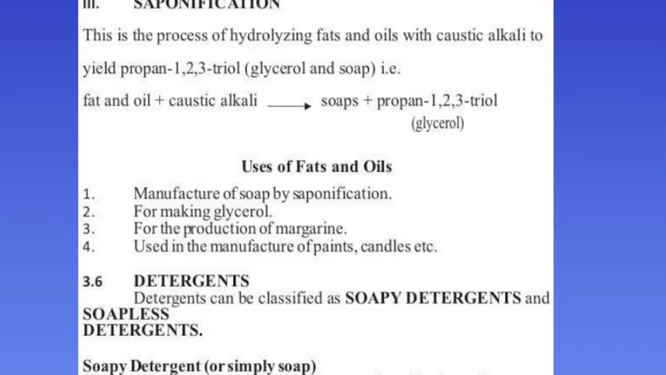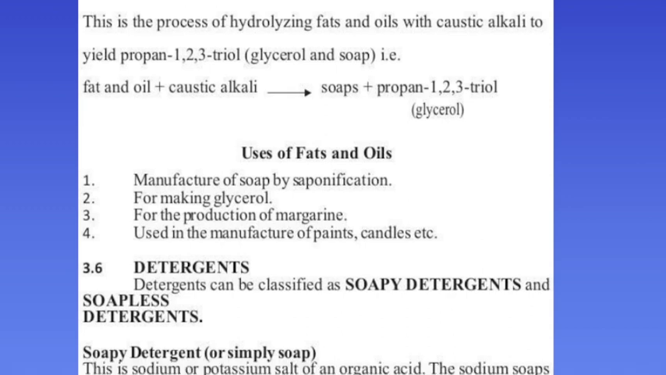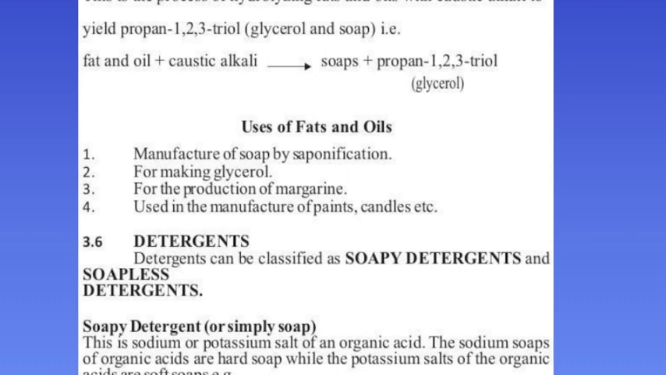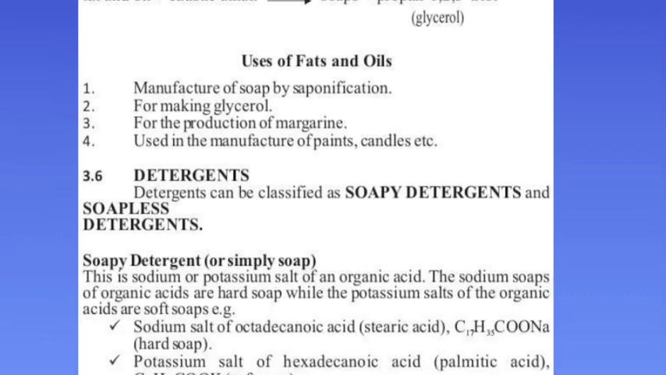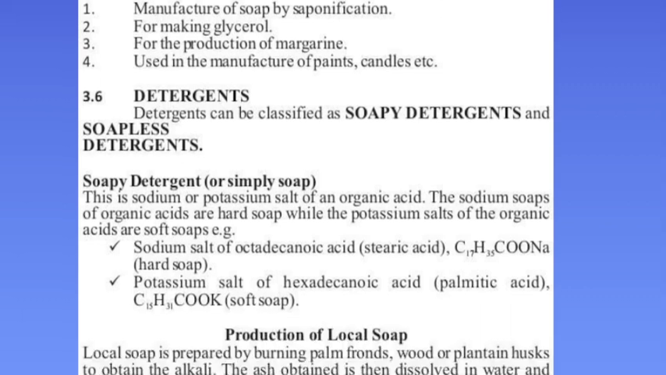The next important reaction we are going to consider is saponification. This is basically a process of hydrolyzing fats with caustic alkalis to yield propan-1,2,3-triol, and then you have your soap. So if you look at the reaction, whenever any fat and oil reacts with an alkali, it is going to give soap and propan-1,2,3-triol. Moving ahead, the uses of fats include manufacture of soap by saponification, for making glycerol, for the production of margarine, and used in the manufacture of paints and candles.